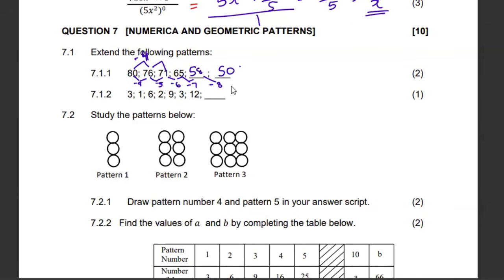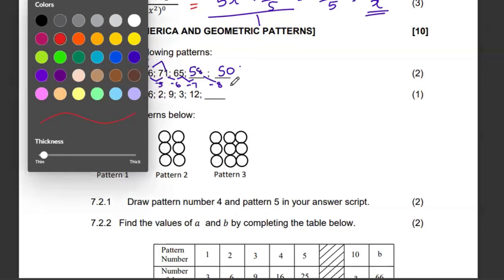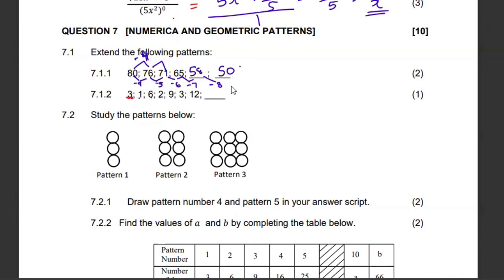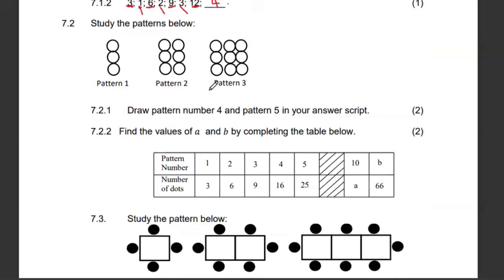Okay. Then when I look at this pattern, it's a 3, 1, 6, 2, 9. So it's 2 patterns in one, if I'm to look at it nicely. Because it's a 3, 6, 9, 12. This is 1, 2, 3. I'll have a 4 as my next pattern. Then study the patterns below.